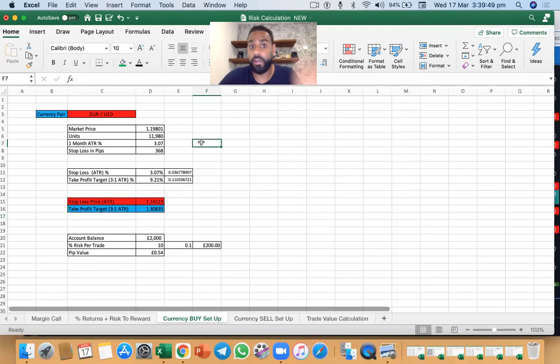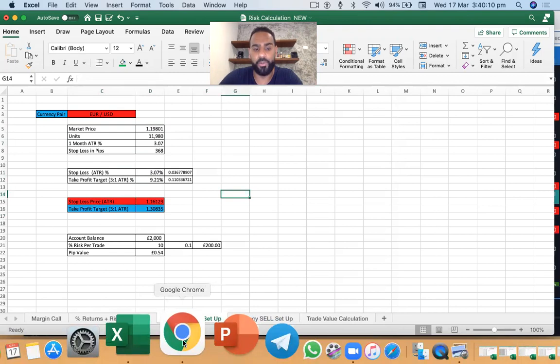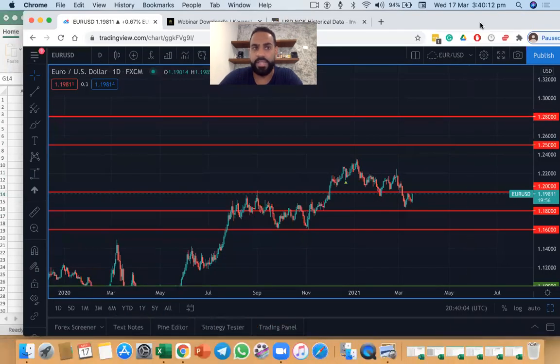So again, all we've done, one more time, guys, we put the market price, we put the 1 month volatility stop loss. It's already told us how many pips we have to place our stop loss. And it's told us our stop loss in percentage terms, take profit, and it's calculated where we place our stop loss and our take profit price. So let's go in and do this for ourselves. So the stop loss is 3.07%.